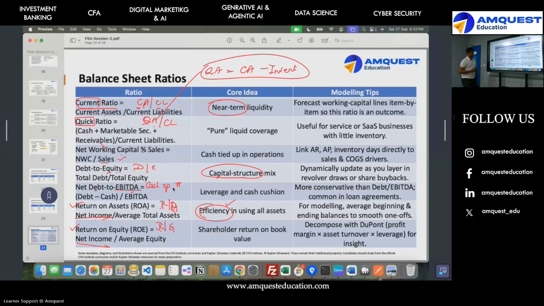Are we clear, guys? And remember, last time I taught you how to decompose ROE into the DuPont formula. Remember that? So there are some important ratios. There are a few more for balance sheet purposes. Any questions? Okay. So quickly make a note: current ratio, quick ratio, net working debt. In the exam, try to create the ratio if you forgot what the ratio is, based on the dynamics of the ratio.